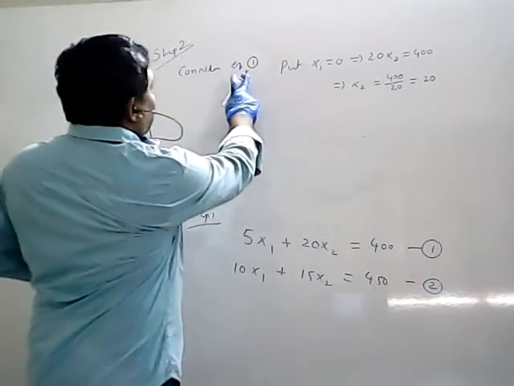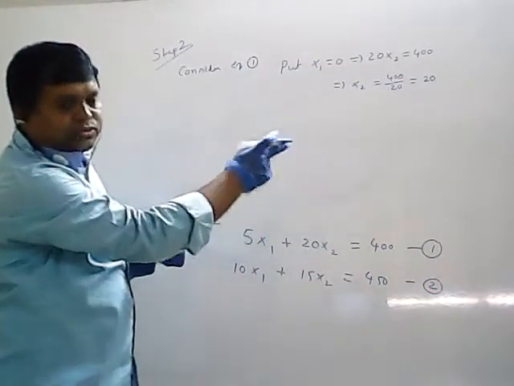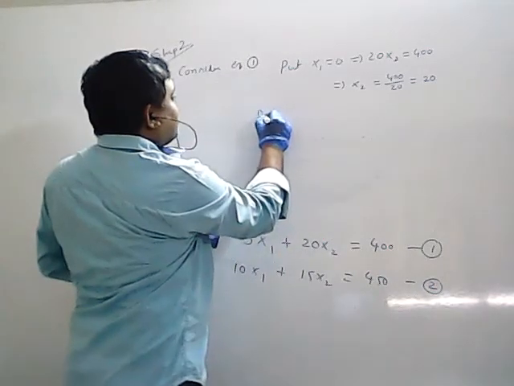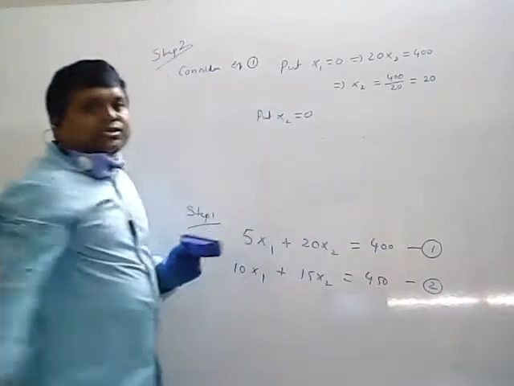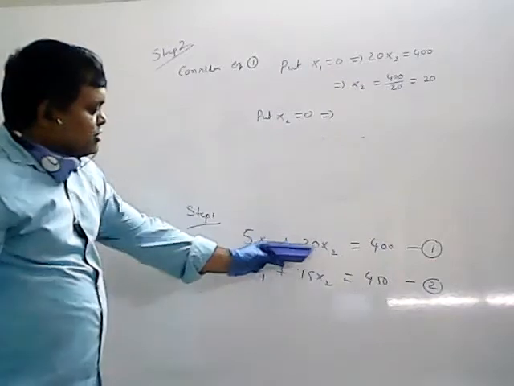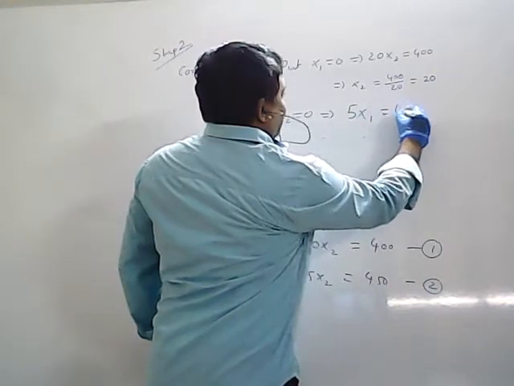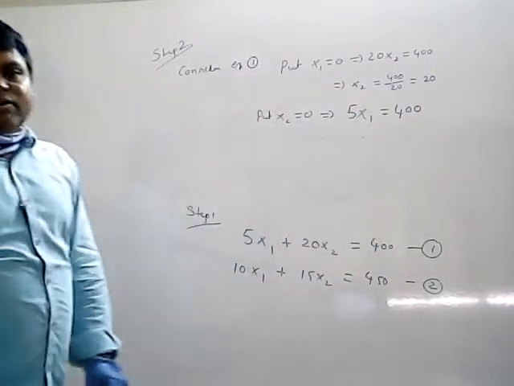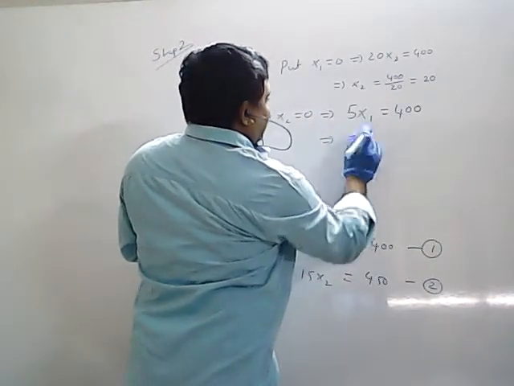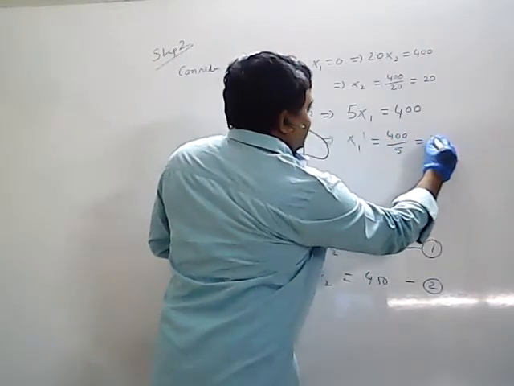Again, you considered equation 1 and put x1 equal to 0, and you got the x2 point. Now put x2 equal to 0, and you will get the x1 point. If x2 equals 0, you will get 5x1 equals 400. So x1 equals 400 divided by 5, which is 80.